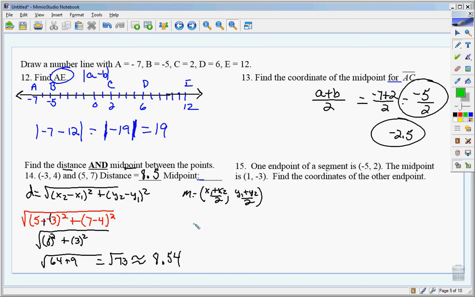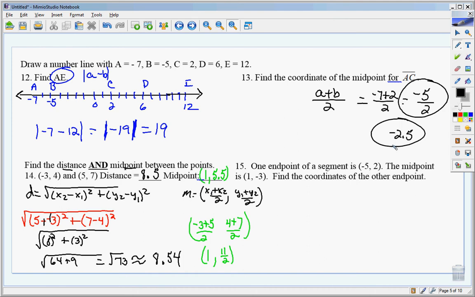Midpoint, I would take a negative 3 plus 5 divided by 2, and I would take 4 plus 7 divided by 2. Negative 3 plus 5 is 2. And 2 divided by 2 is 1. 4 plus 7 is 11. So you might have 1 and 11 over 2. You might also have 1 and 5.5. Either would be okay.